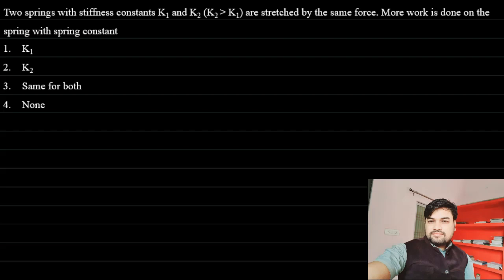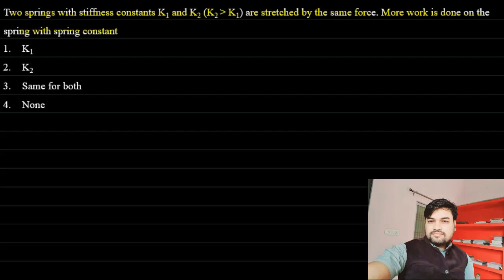The question says, in this case, the two springs with stiffness constants K1 and K2, where K2 is greater than K1, are stressed by the same force. More work is done on the spring with a spring constant... So which option is correct?